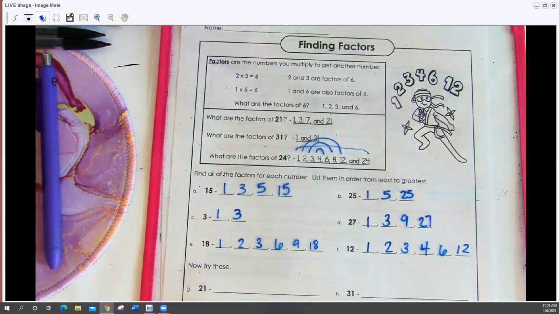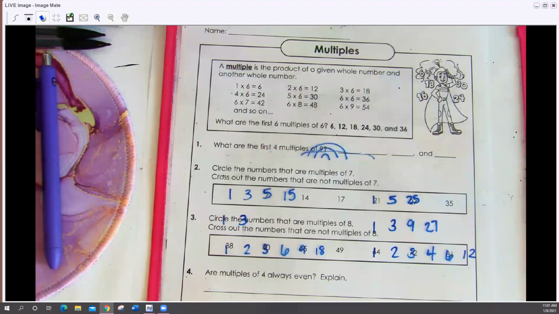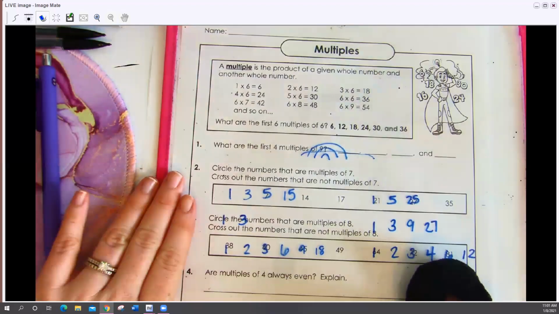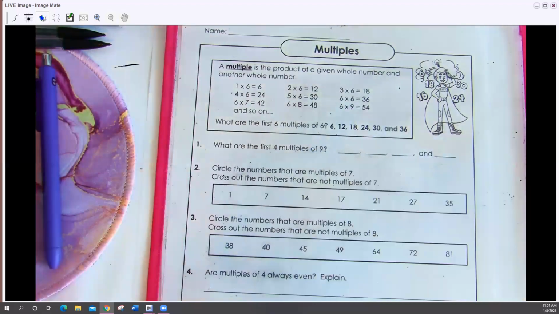So now we're going to talk a little bit about multiples. So we did a little bit of this in our last video. Let me just erase the answers from the last page. So factors are the numbers that you multiply together to get another number. A multiple is the product of a given whole number and another whole number.